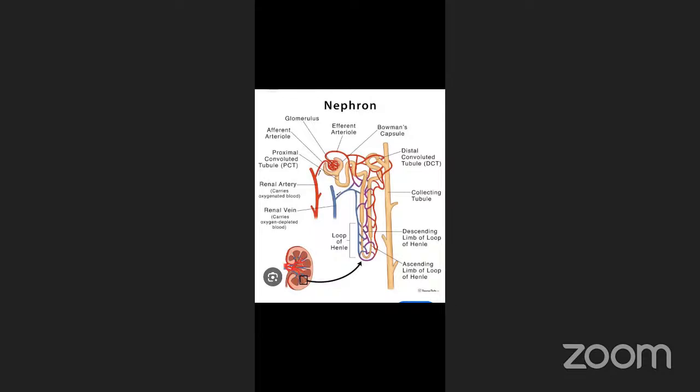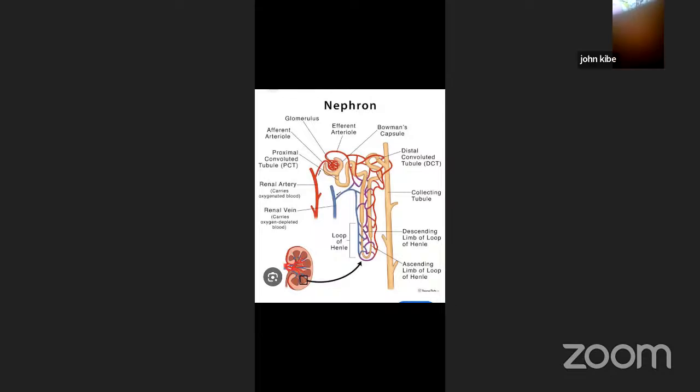Now, the structure of the nephron. Before we look at the structure of the nephron, we'll want to look at which part of the nephron is found where. But let's just look at the structure of the nephron and see what it is made up of.